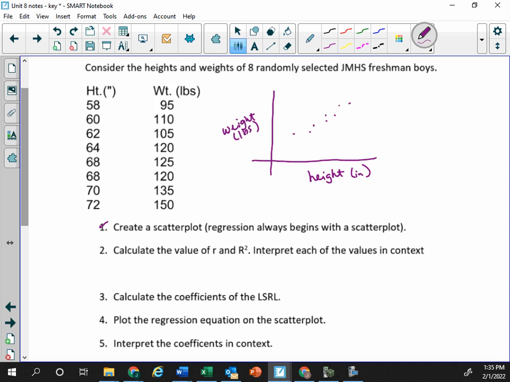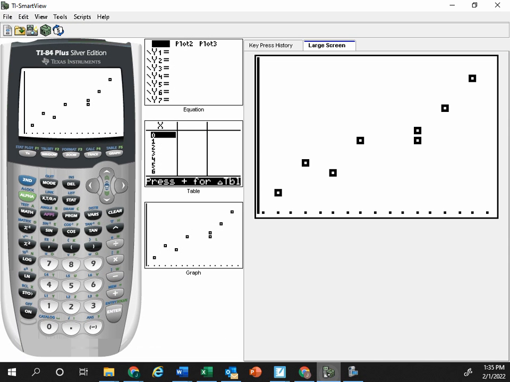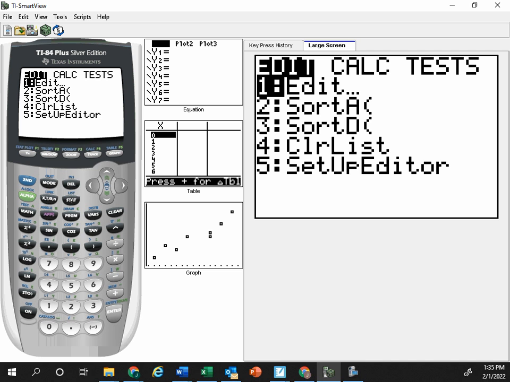Okay, number 2 says calculate the value of r and r squared and interpret each of those values. The way you calculate those is by actually doing the linear regression on your calculator. So we pull the calculator up again. And we're going to probably do this twice because anticipating an issue you guys are going to have.